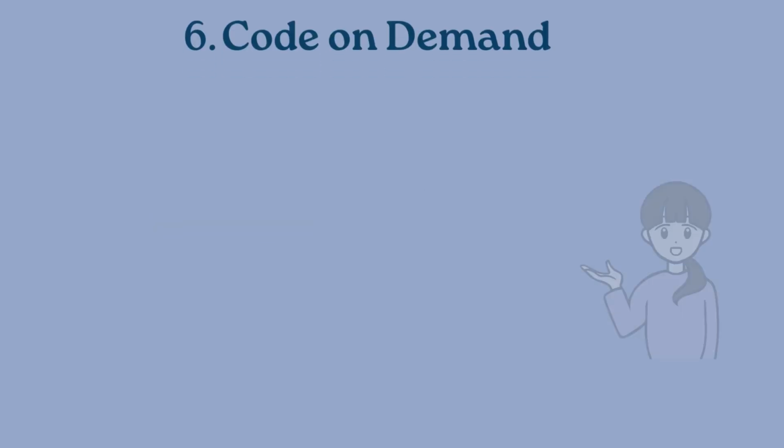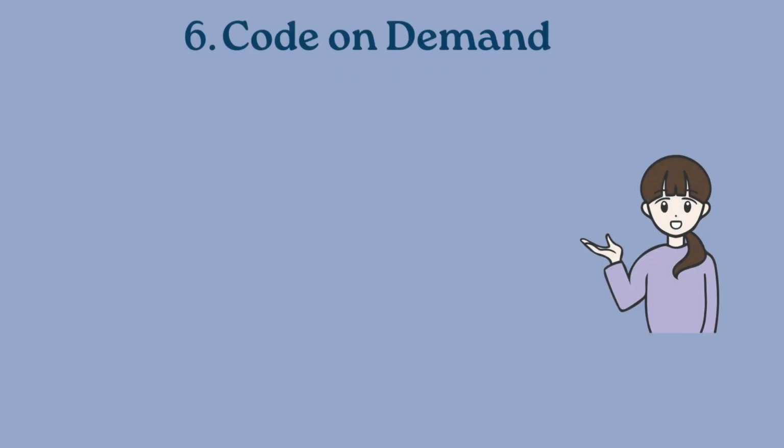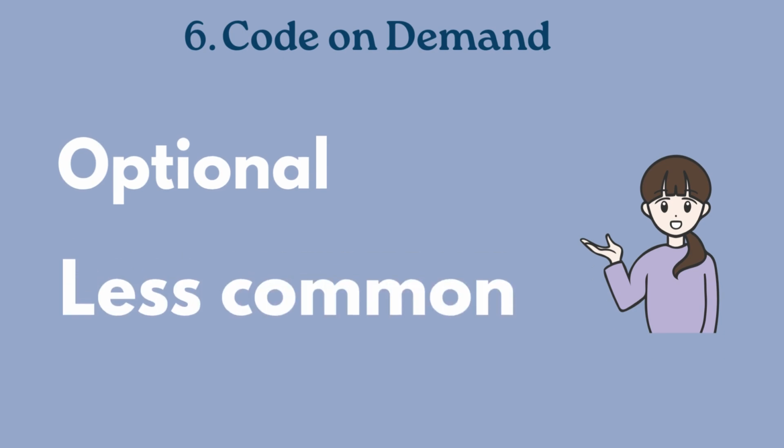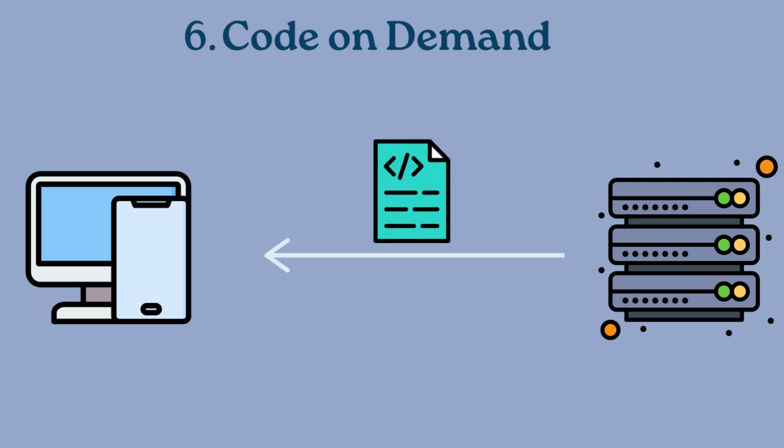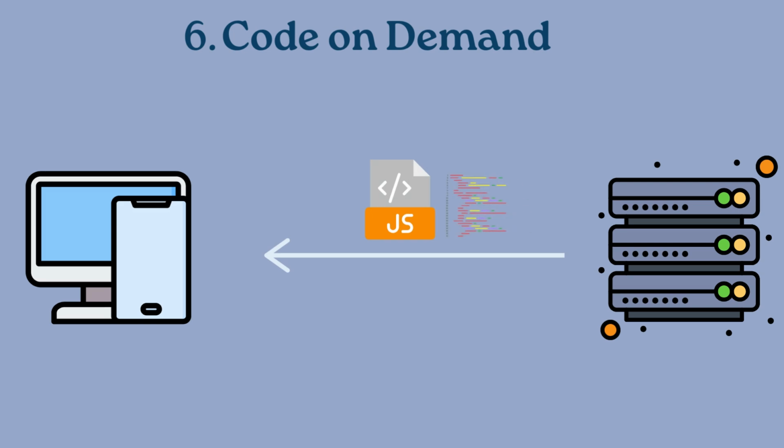The final constraint is code on demand, and it's optional and less common. It says the server can send executable code to the client when needed. The server can send JavaScript or other executables. The client executes that JavaScript to provide interactive features or dynamic updates.